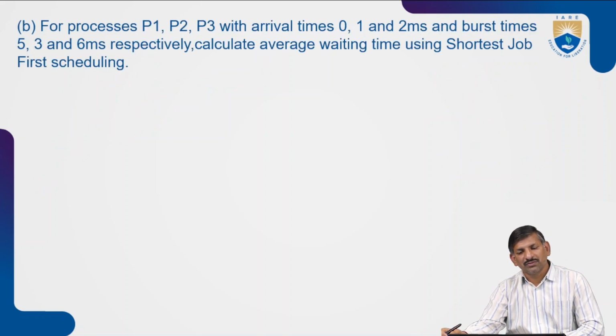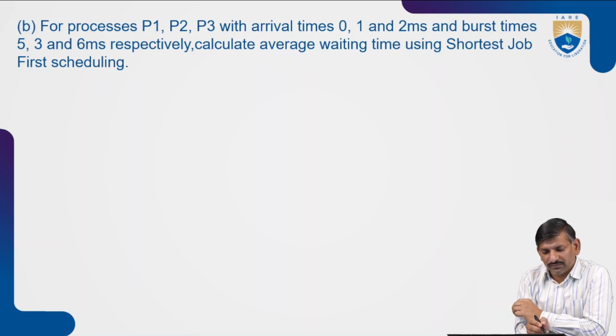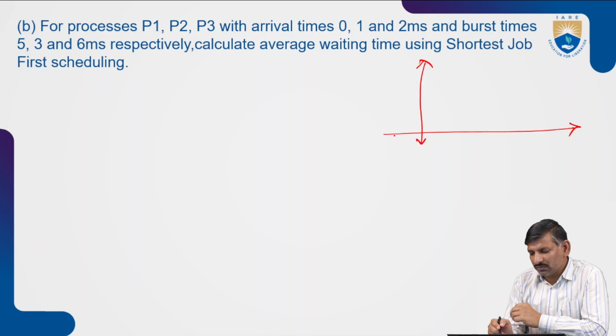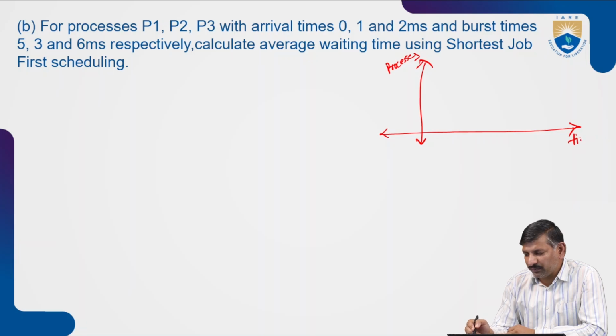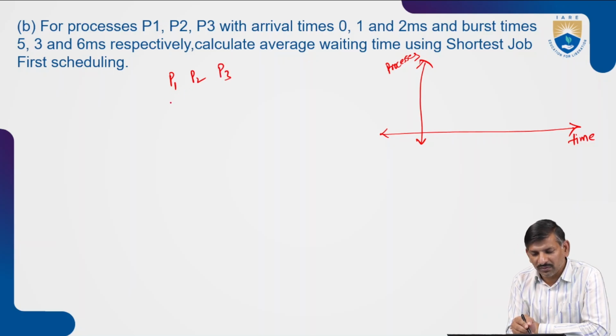Okay, this is one example. Here, one of the problems is for processes P1, P2, P3 with different arrival times. Burst time means execution time here, and it is different as well. So let's take the graph. This vertical axis indicates processes, and this indicates time. Process P1, P2, P3 have execution times of 5 milliseconds, 3 milliseconds, and 6 milliseconds.